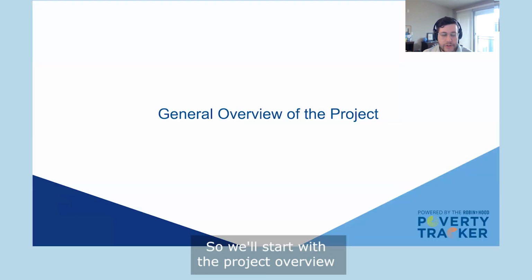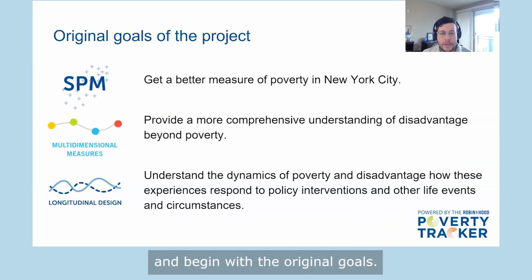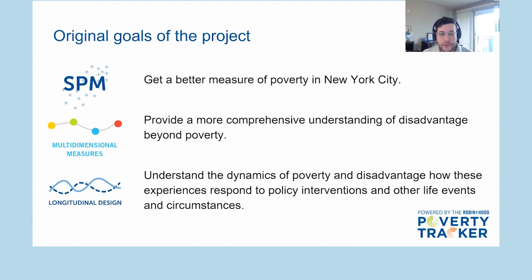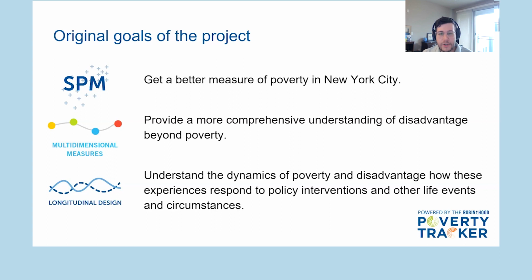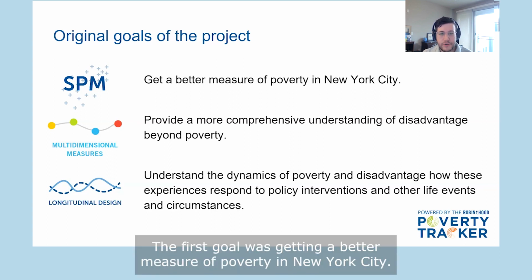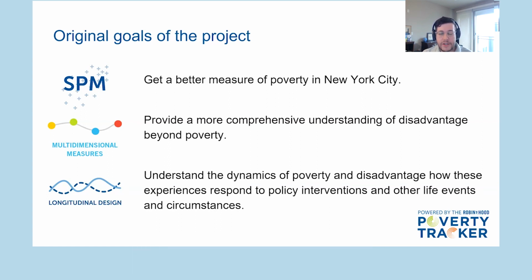So yeah, we'll start with the general overview of the project and begin with the original goals. So the poverty tracker was launched in 2012 in partnership with Robinhood with three main goals. The first goal was getting a better measure of poverty in New York City.